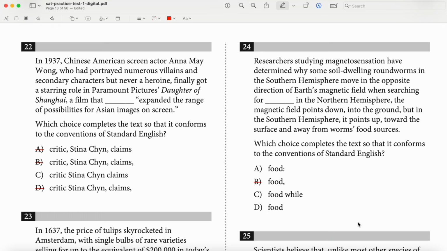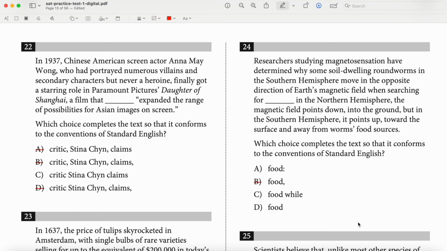Yeah, what's interesting, here's the thing about C. If you go with C, who is searching for food while in the northern hemisphere? Some soil-dwelling roundworms in the southern hemisphere. That's the subject here. So, some soil-dwelling roundworms in the southern hemisphere move in the opposite direction of Earth's magnetic field while searching for food while in the northern hemisphere? How are they soil-dwelling roundworms in the southern hemisphere? How are they searching for food in the northern hemisphere? Which is what answer choice C is suggesting. Does that make sense why that's not right? I mean, that's impossible, actually. Because if they're in the northern hemisphere, they're soil-dwelling roundworms in the northern hemisphere, not in the southern hemisphere.